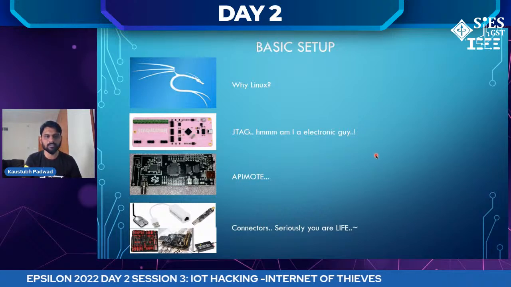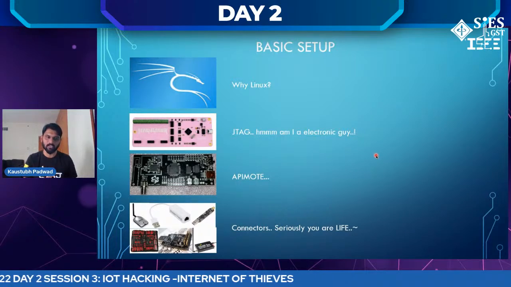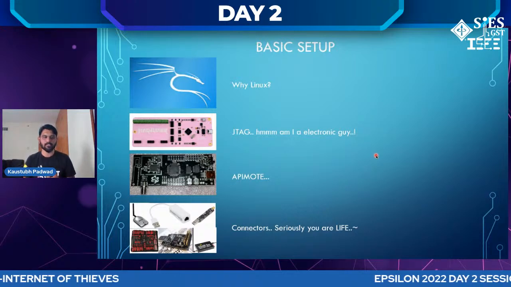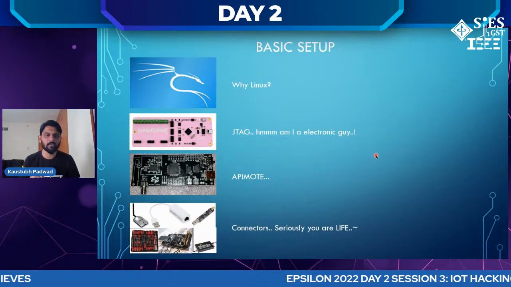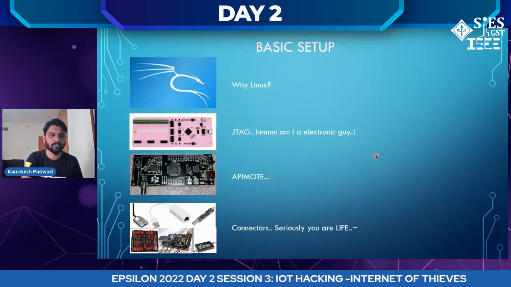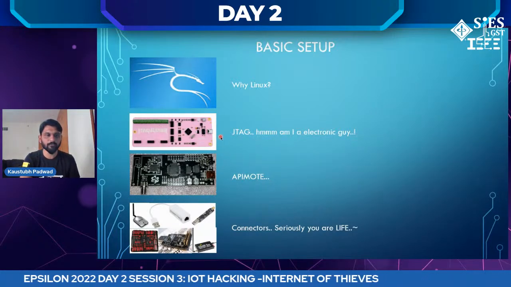And JTAG is our best friend. When you don't find any way to interact with a device, we use the JTAGulator to interact with the device. And JTAG pins you might not be able to see, but the points are definitely there. So the JTAGulator is one of the most important things.